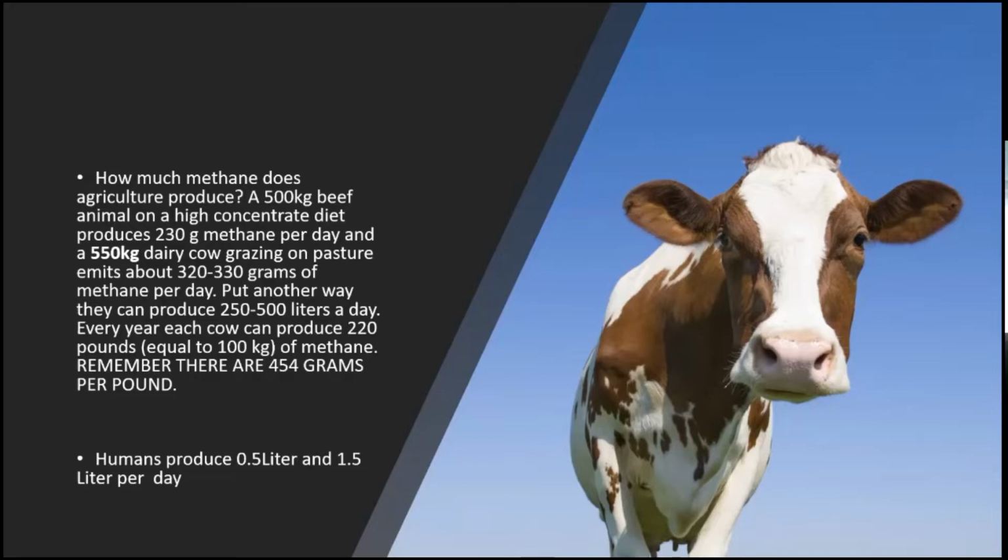Now, on pasture, they emit about 320 to 330 grams, which is over half a pound. Put another way, they can produce 250 to 500 liters a day. And it comes from the mouth. They belch it, okay? It's a burp. And they found out that there are more burps than through the other end.